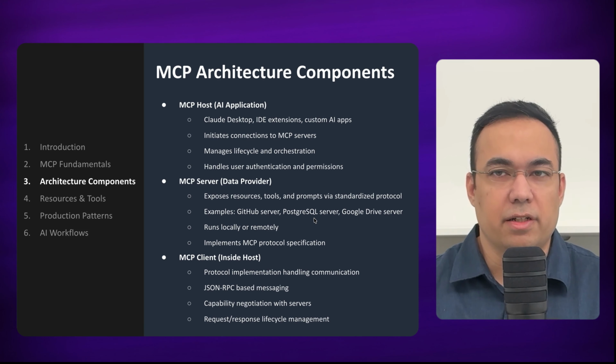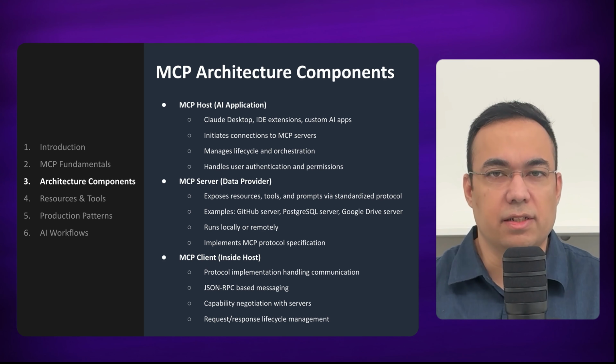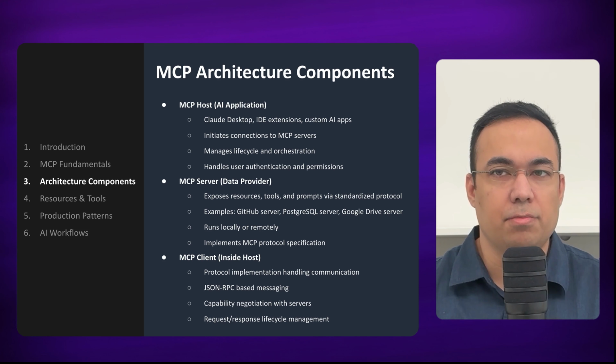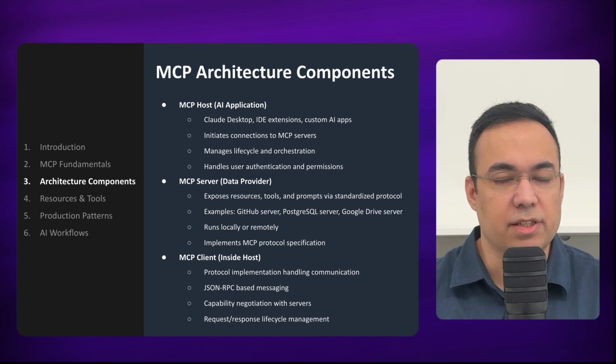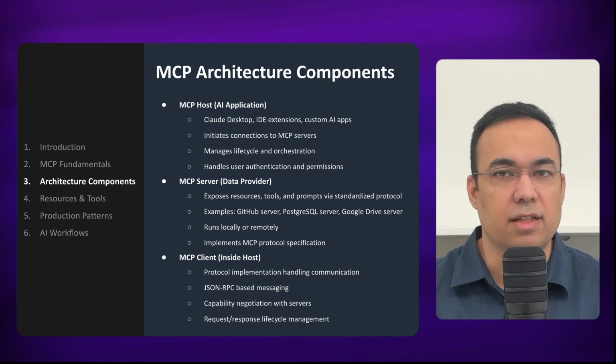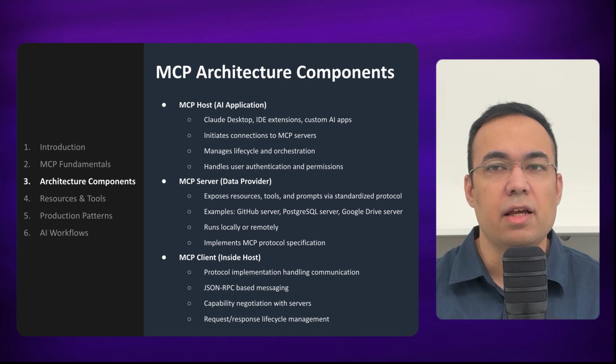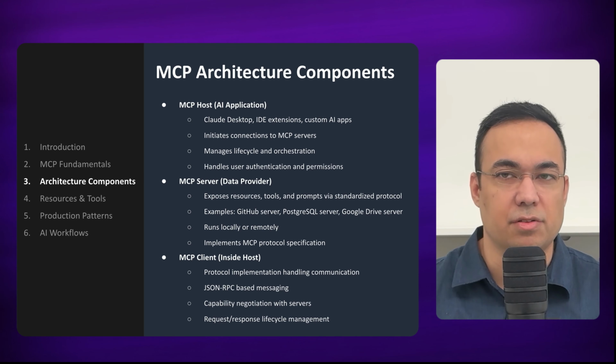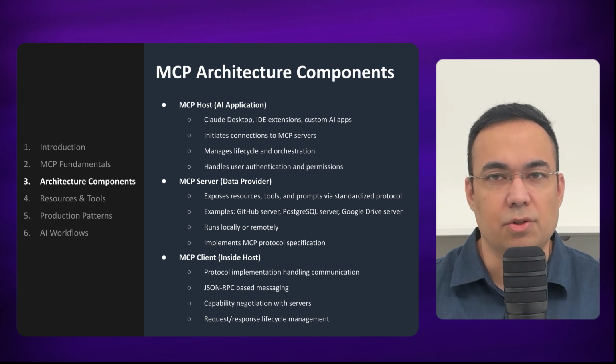Now let's talk about architecture. MCP has 3 core entities. First is the MCP Host. This is your AI application. Examples include Claude Desktop, IDE extensions like VS Code extensions, or custom AI applications. The host initiates connections to MCP servers, manages lifecycle and orchestration, and handles user authentication and permissions. Think of the host as a coordinator making decisions about which servers to query based on user intent.